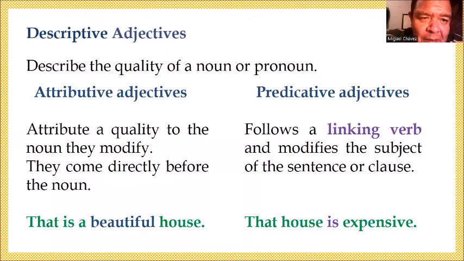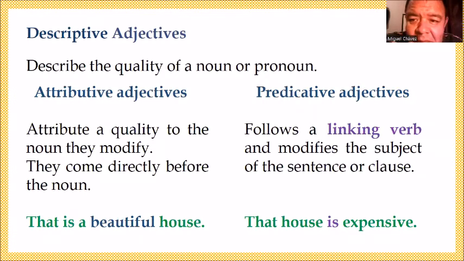Descriptive adjectives describe the quality of a noun or pronoun, and we are going to divide them into attributive adjectives and predicative adjectives. The attributive adjectives attribute a quality to the noun they modify. They come directly before the noun. Let's see the example. That is a beautiful house. As you see in the example, beautiful is before house, that is the noun.